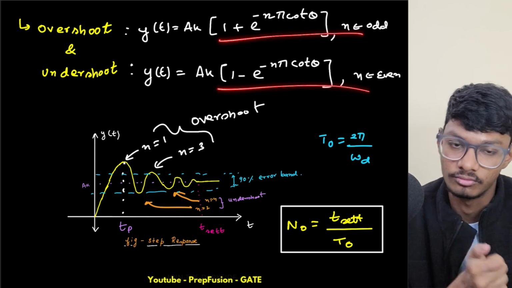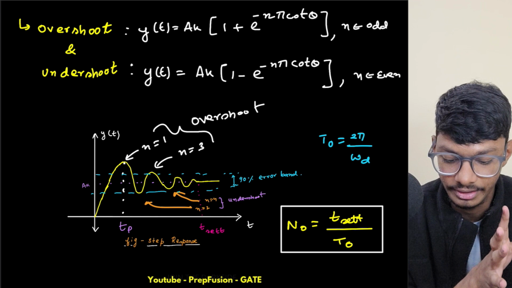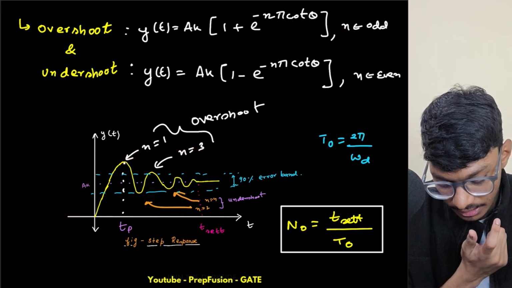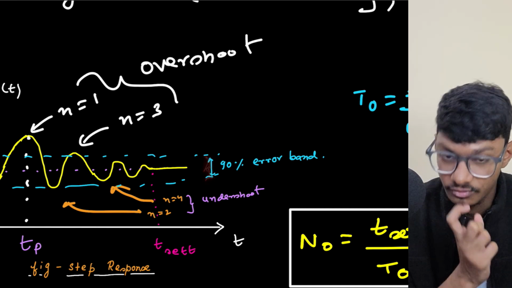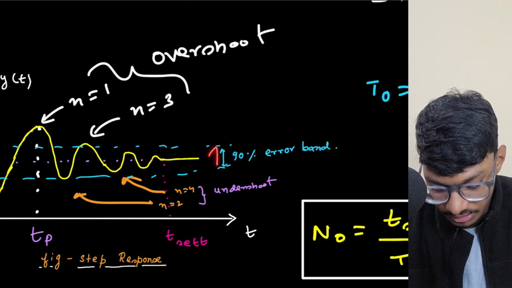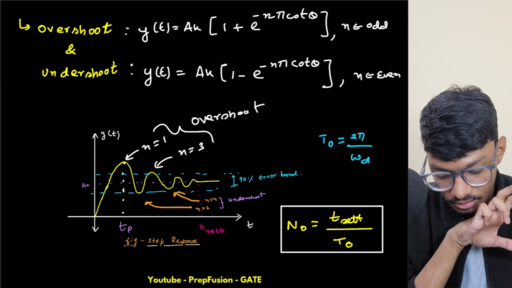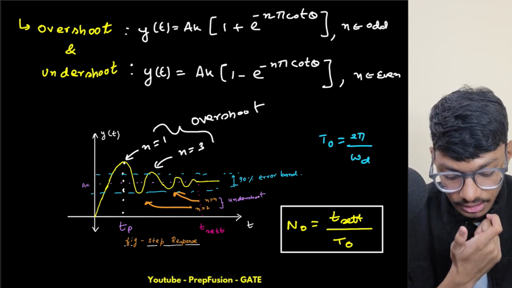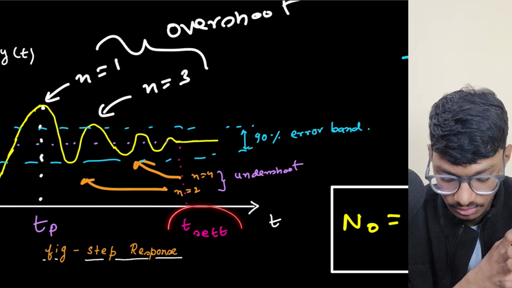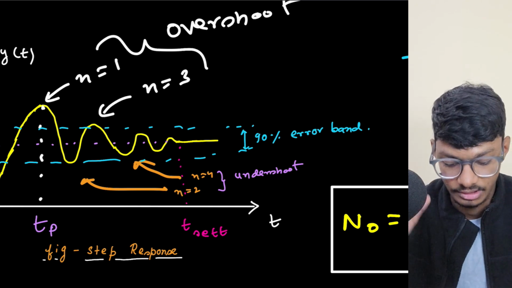N will be odd here and even here, and the maximum peak overshoot is when n equals 1. If you check this graph, the steady state error band, if you recall correctly, is when the response reaches within the error band, then we say it has settled. The time it took to settle is known as the settling time. It is also equal to 4 upon zeta omega n, if you remember correctly.